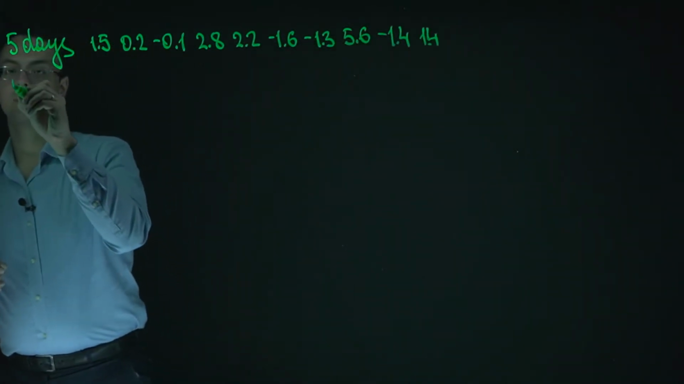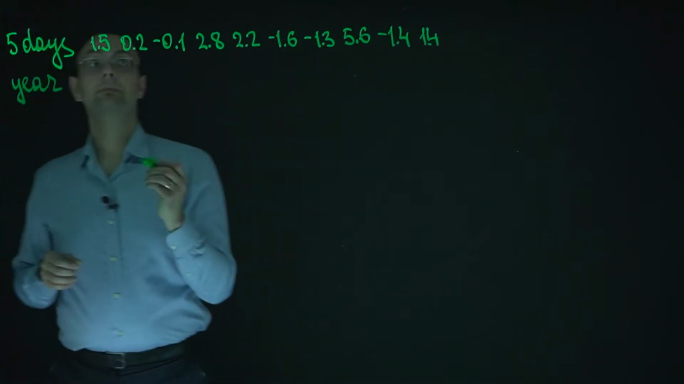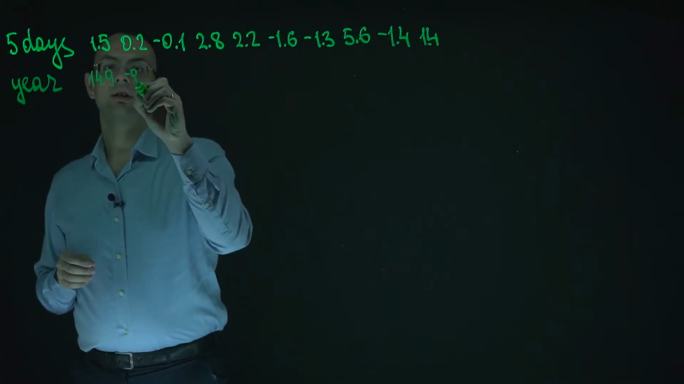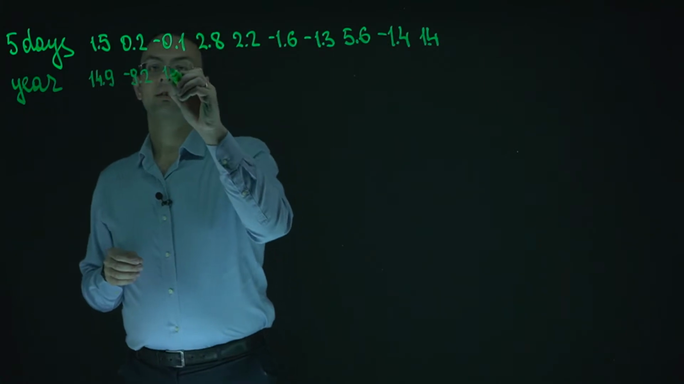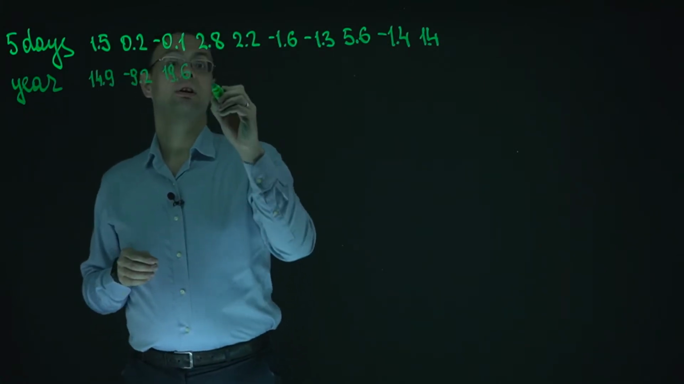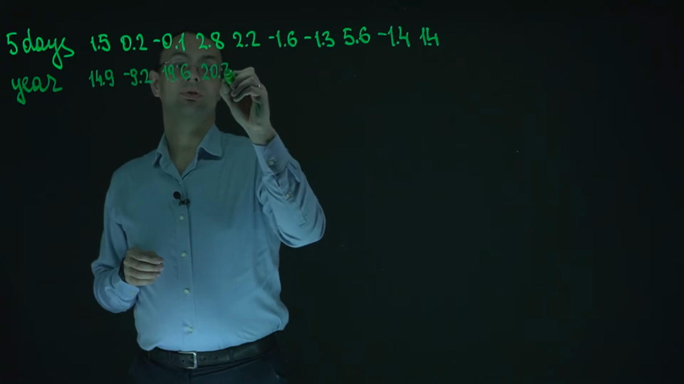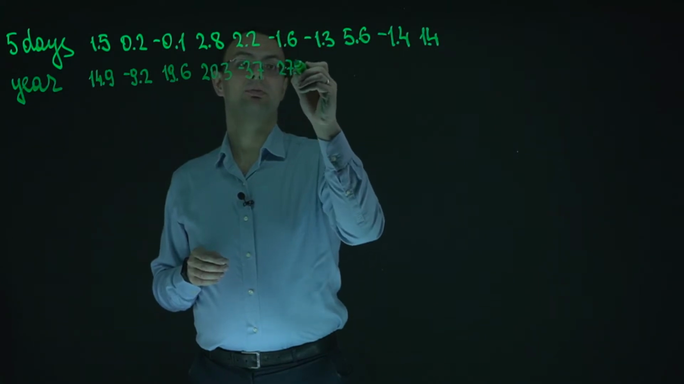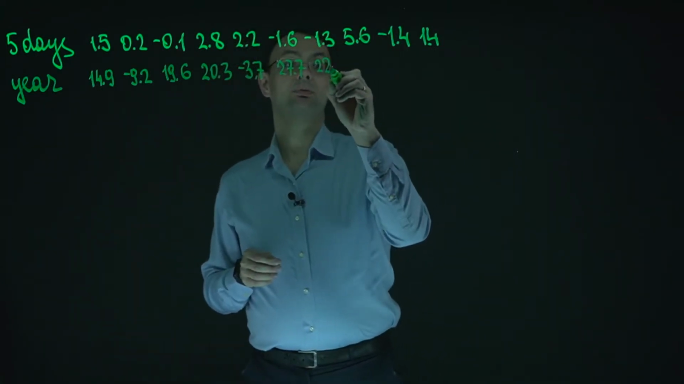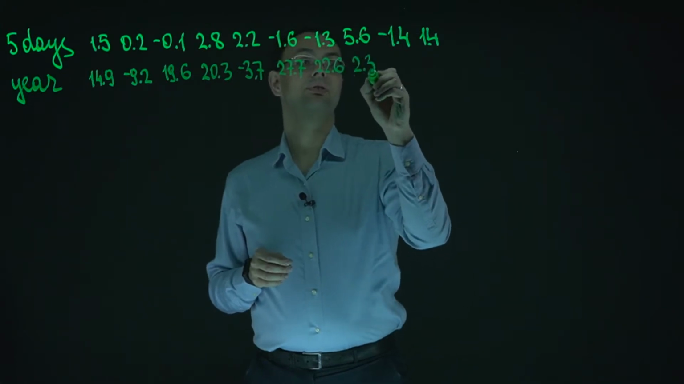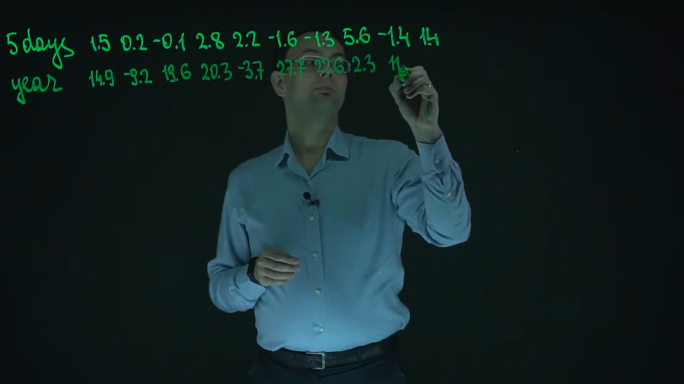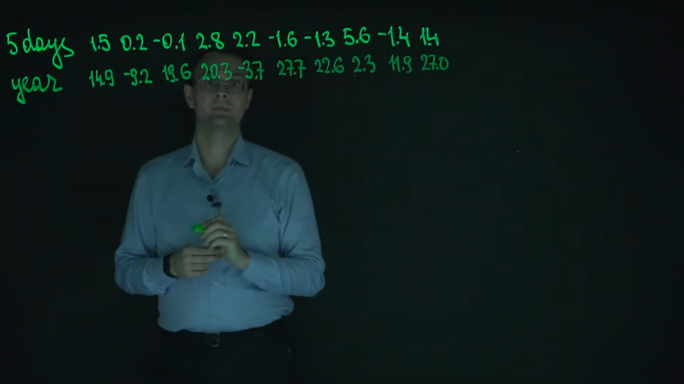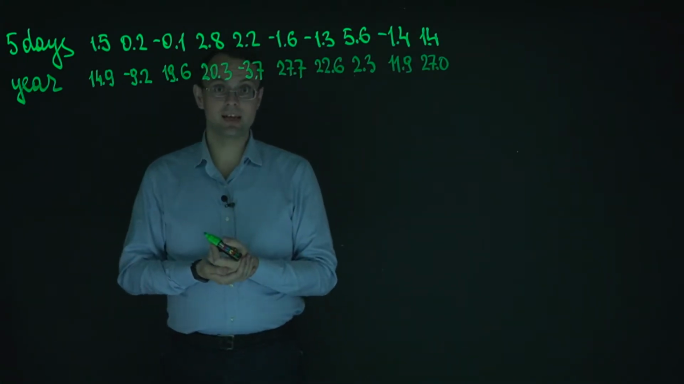And over the whole year, it was respectively 14.9, minus 9.2, 19.6, 20.3, minus 3.7, 27.7, 22.7, 2.3, 11.9, and 27.0. So the question is, can we say that there is a dependence?